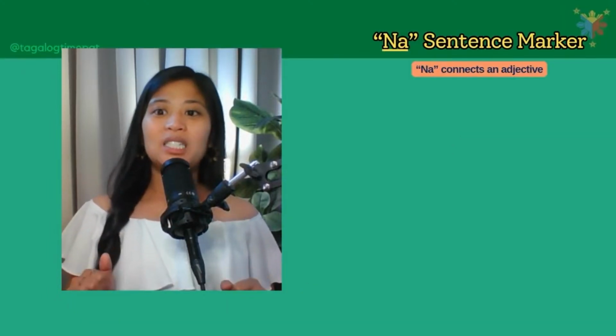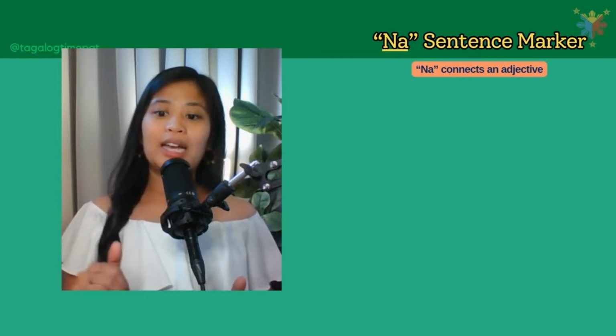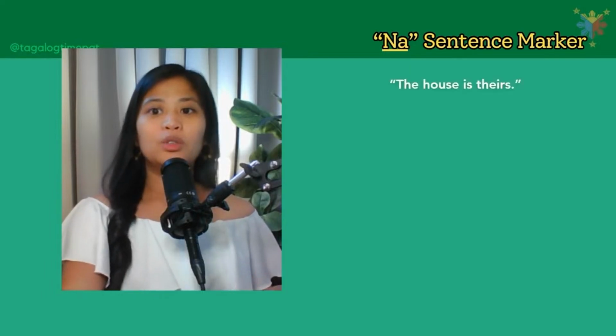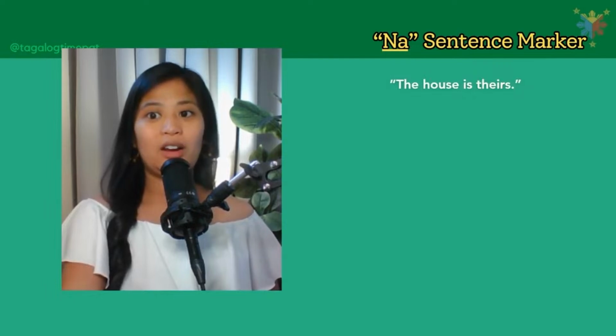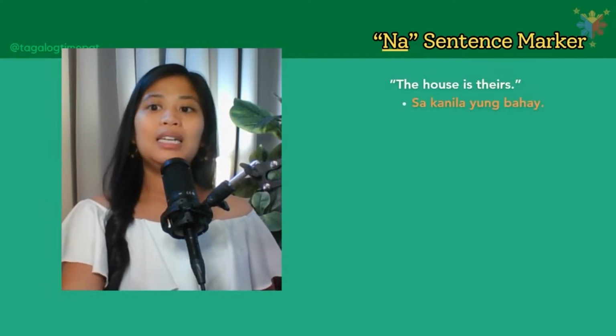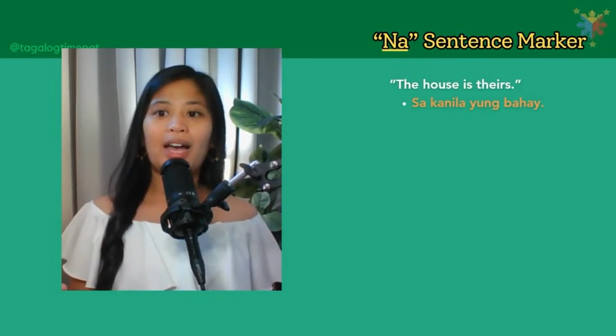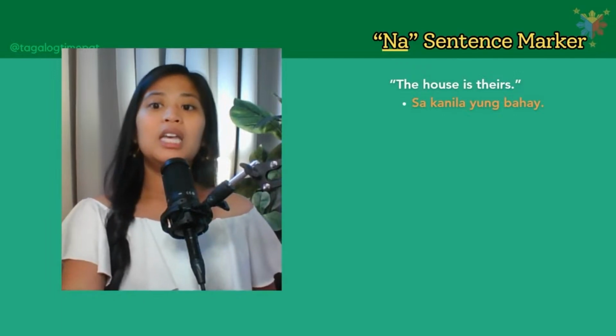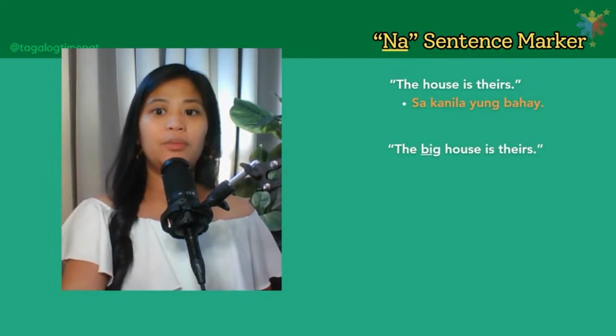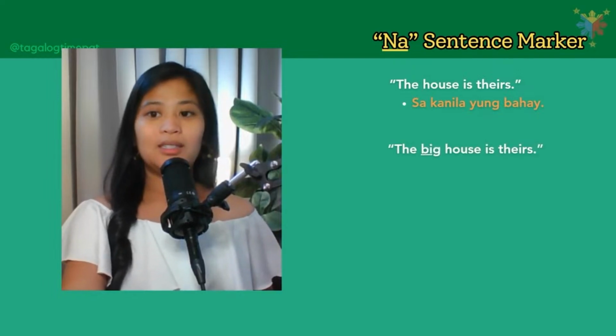Na is a sentence marker that is used to connect an adjective. So for example, the house is theirs. We learned, sa kanila yung bahay. The house is theirs. Sa kanila yung bahay. It's a very simple sentence. If you want to add an adjective, the big house is theirs, this is how you would do it.